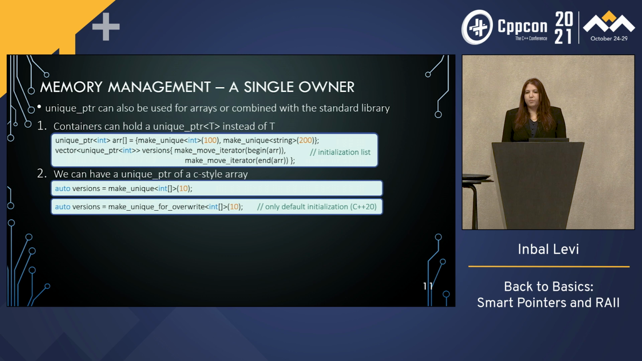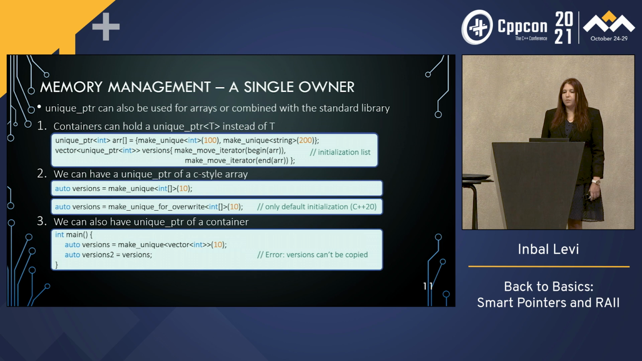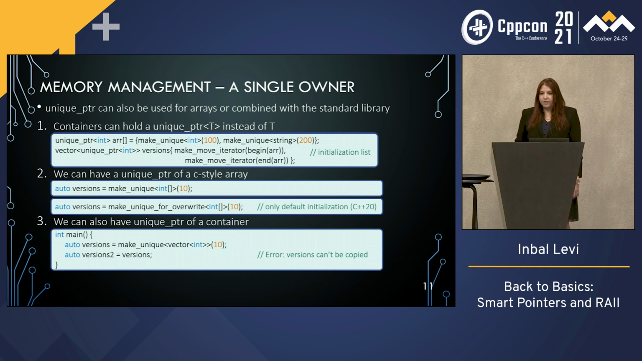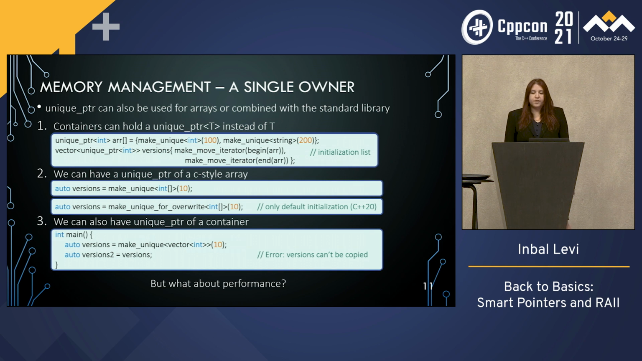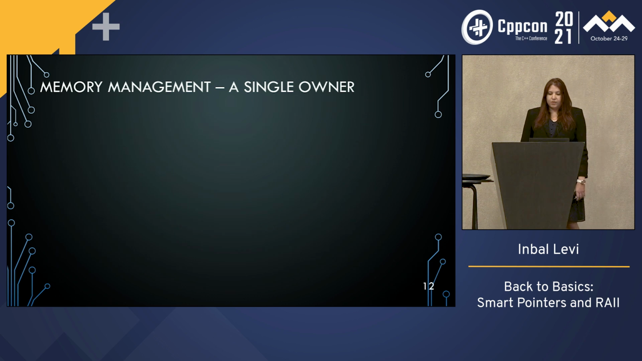So for people that are working on high performance computing, that actually matters. It can matter. And we can also have unique_ptr of a container. So if I want to define in my program that my container cannot be copied, I can do that by wrapping it with a unique pointer, and of course, I'll get the proper error. But what about performance? We talked about performance before.